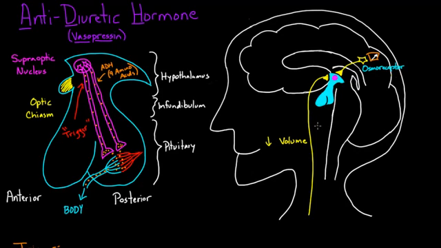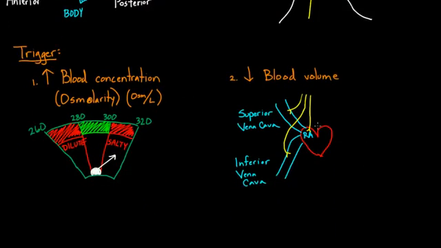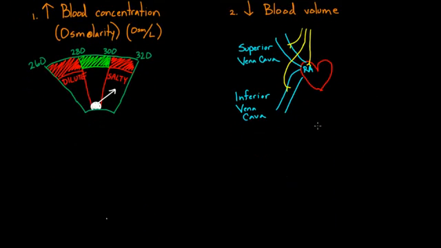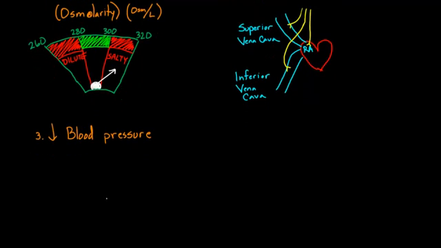Okay, now what's another trigger? You can see there are a lot of different triggers. I'm putting up one after another. Let's put another trigger up there. What's another reason why ADH would be secreted? Well, maybe a decrease in blood pressure. Now, we know that the veins tell us a lot of information about volume, so it might extend that the arteries can tell us about pressure.